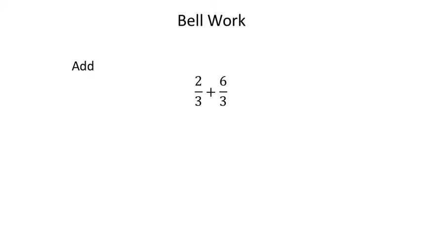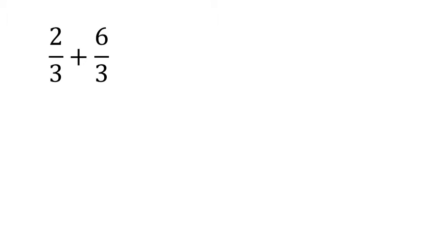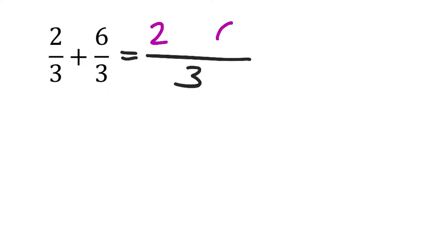All right, for this bell work, just some fraction addition on this one. So 2/3 plus 6/3. Nice thing about this, it's already set up with the denominators being the same, so we don't have to worry about forcing those to be the same. And since that's the case, I can just take the two numerators, 2 and 6, and just add them together. So still in thirds, because it's not changing the size of the pieces, just how many there are.